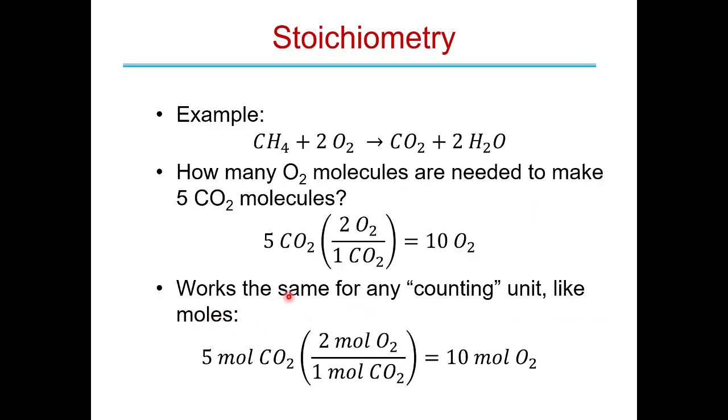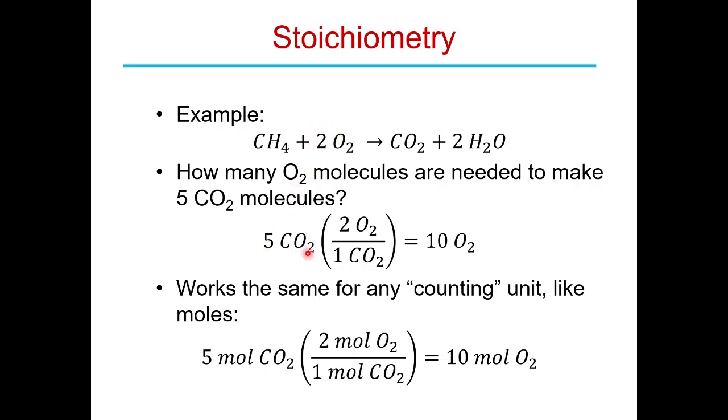We do the same thing with a stoichiometry problem. So here's that combustion reaction again. And so we want to ask the question, how many O2 molecules would we need right here if we wanted to make 5 carbon dioxide molecules? You see the stoichiometry says that we make 1 carbon dioxide molecule for every 2 O2 molecules.